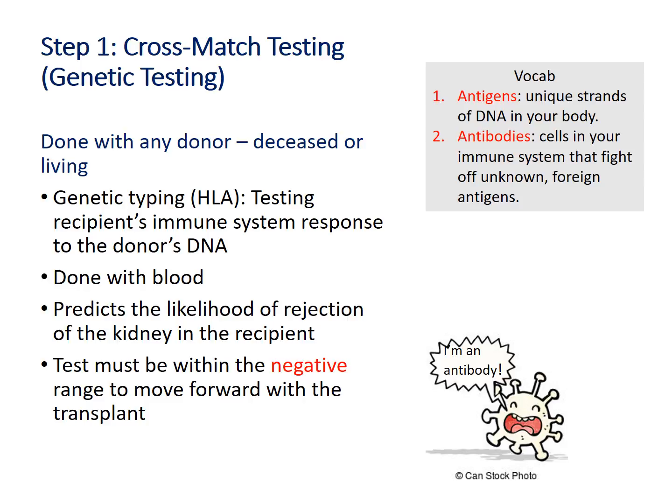If your antibody levels are high, your body is more likely to fight off foreign DNA or antigens from another person, so you will need a kidney that is very closely matched to yours. Even though this may seem counterintuitive, the cross-match testing must be negative in order for you to get a transplant and to be matched with your donor. That means that there is little likelihood of rejection because your DNA is similar enough to the donor's DNA, and your antibodies won't fight off the foreign DNA.